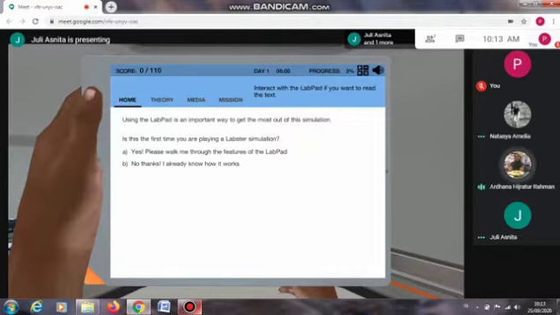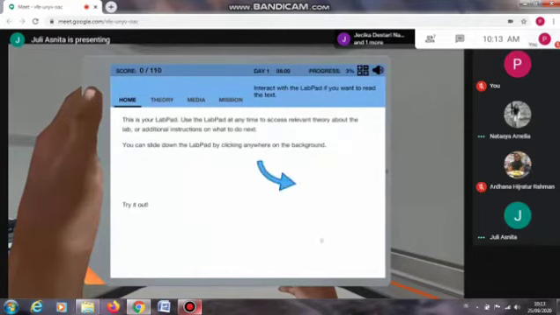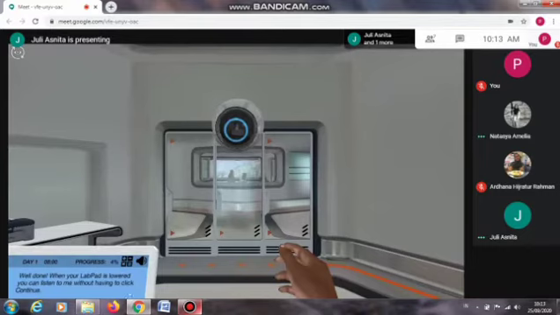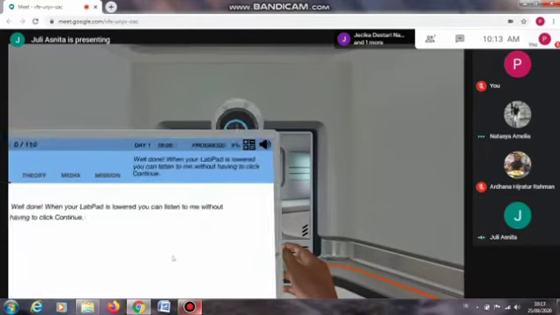Is this the first time you are playing a Labster simulation? Yes, please. This is your lab pad. Use the lab pad at any time to access relevant theory about the lab, or additional instructions on what to do next. You can slide down the lab pad by clicking anywhere on the background. Try it out. Well done. When your lab pad is lowered, you can listen to me without having to click continue.